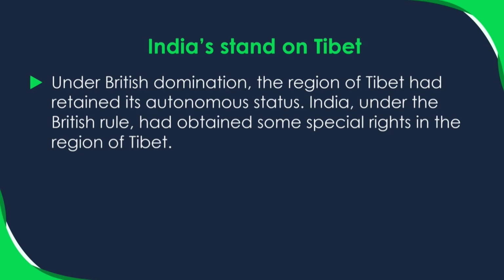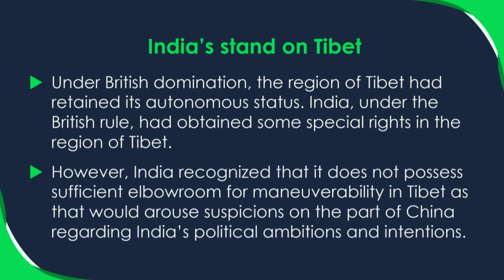Under British domination, the region of Tibet had retained its autonomous status. India, under the British rule, had obtained some special rights in the region of Tibet. However, India recognizes that it does not possess sufficient elbow room for maneuverability in Tibet, as that would arouse suspicions on the part of China regarding India's political ambitions and intentions.